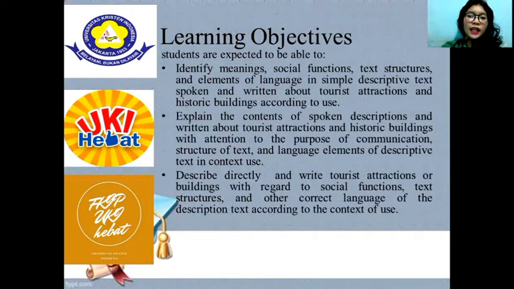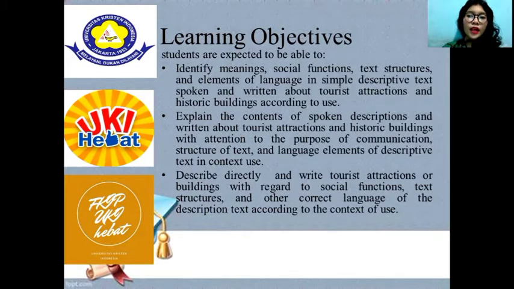The second is to explain the content of spoken and written descriptions of tourist attractions and historic buildings with attention to the purpose of communication, structure of text, and language elements of descriptive text in the context of use. The third is to describe directly and write about tourist attractions or buildings with regard to the social functions, text structure, and other correct language elements of this descriptive text according to the context of use.